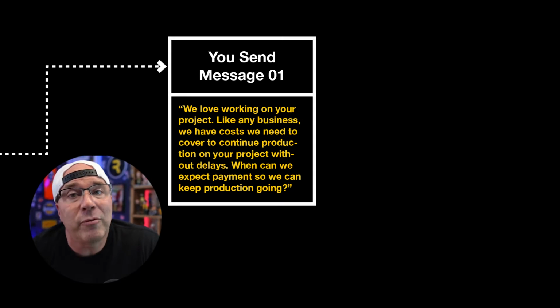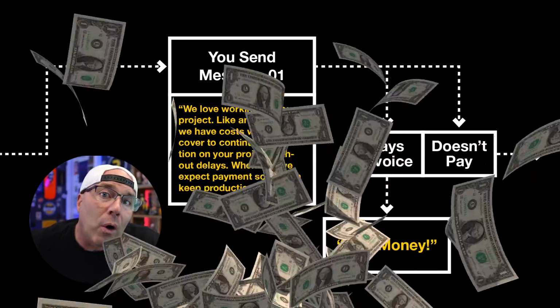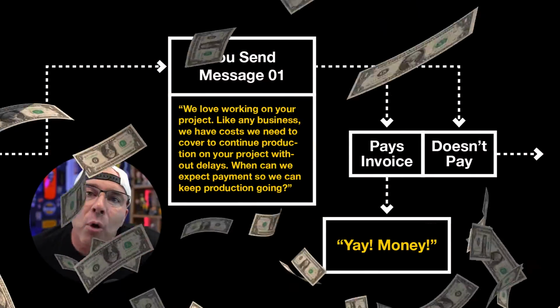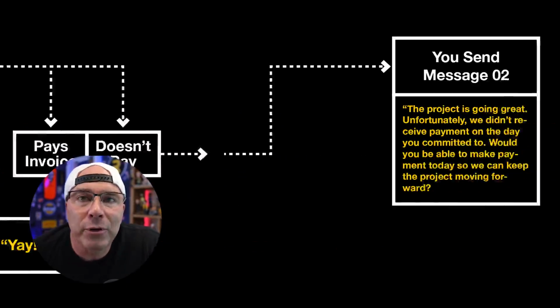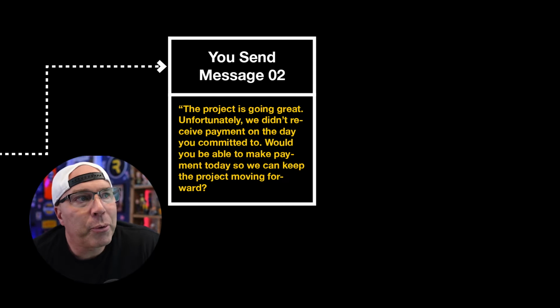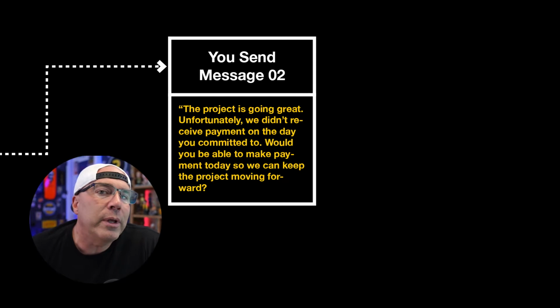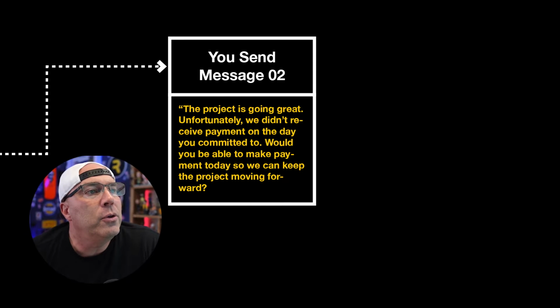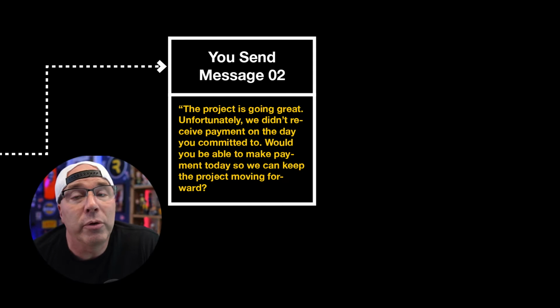Now, one of two things is going to happen here. The client's either going to pay the invoice, yay, money, or they're not going to pay. And if they don't pay, then you send message number two, which goes like this. The project is going great. Unfortunately, we didn't receive payment on the day you committed to. Would you be able to make that payment today so we can keep the project moving forward?